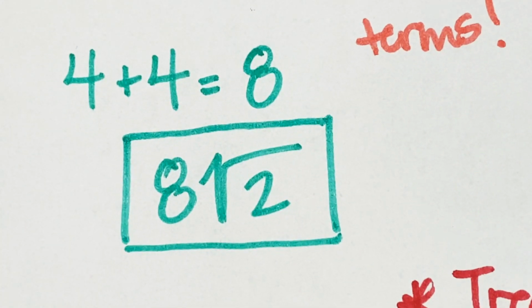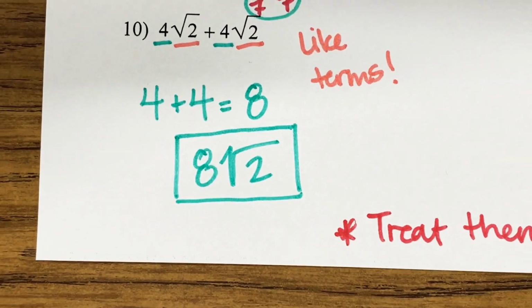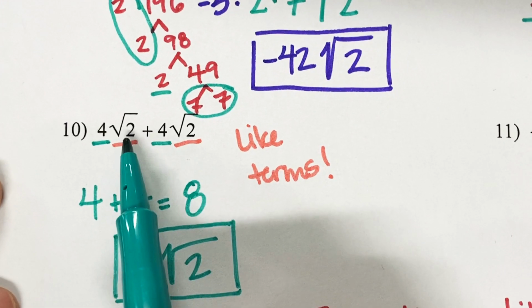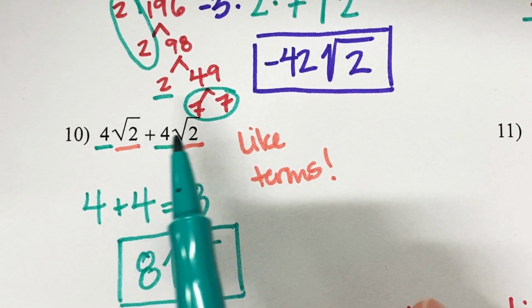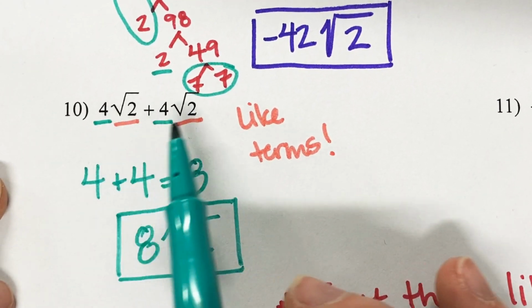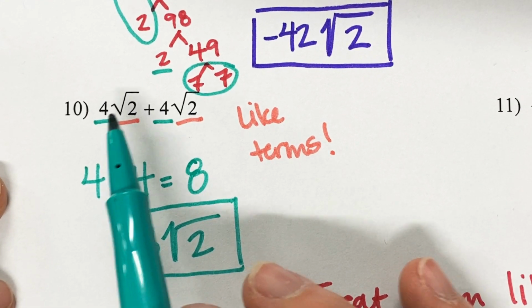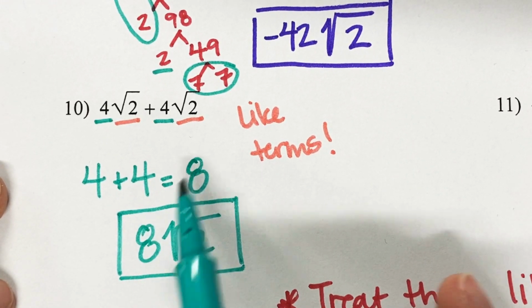And that is it, you guys. That is all we're doing. Okay? All you have to do is make sure that the numbers inside your radicals are the same. Sorry, camera's a little shaky. And then if they are, add or subtract their coefficients. This one was 4 plus 4. 8 root 2.